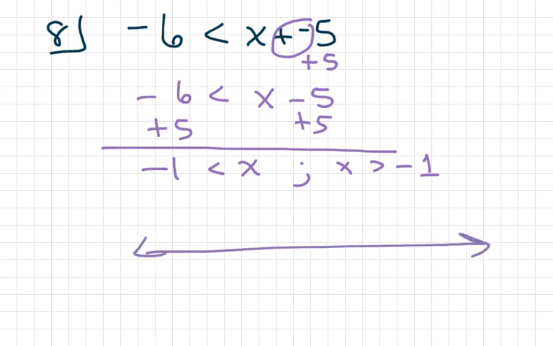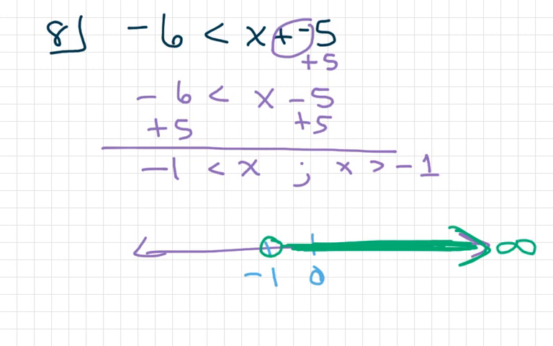I'm going to place my 0 and -1 appropriately. I'm going to put an open circle on the -1 and shade towards infinity because it says x is bigger than -1. Can't equal it, but it's bigger, so I don't color in the circle. And we shade towards infinity.